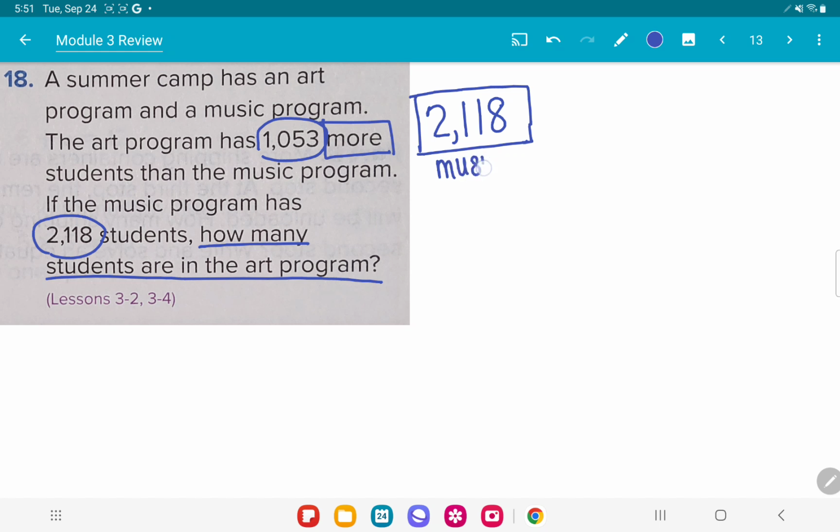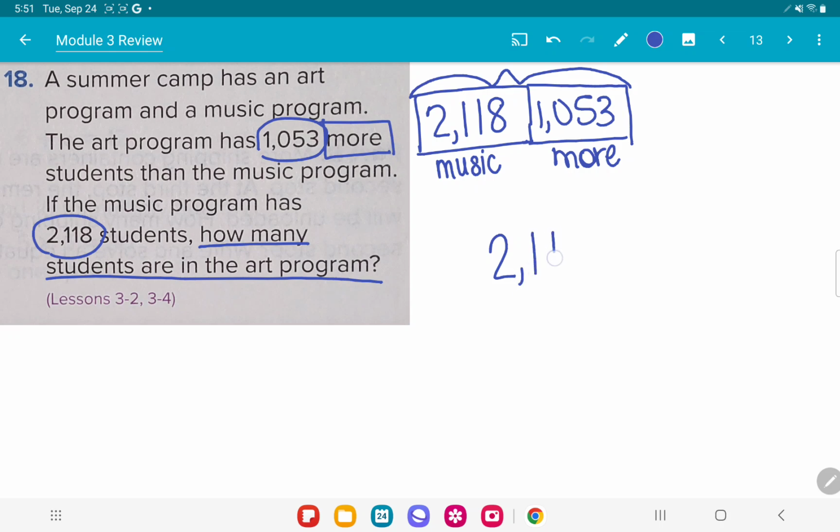This represents the music program. And it tells us that there's that many and 1,053 more art students than music students. I can combine those to figure out the total number of students that there are in the art program. So I'll need to add 2,118 plus 1,053. Since I'm adding, it does not matter what order I write my addends.